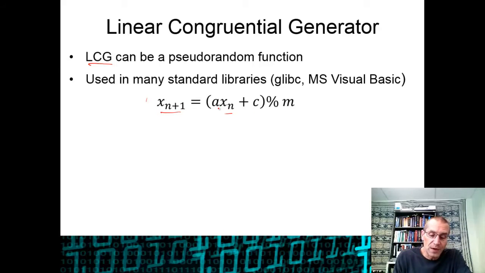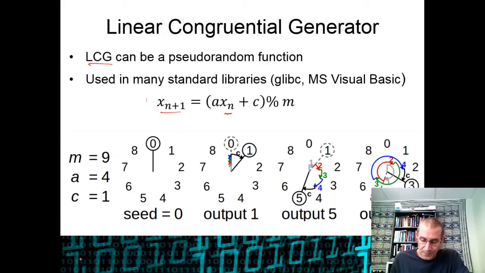Pseudo-random because this is a deterministic function, and so any time I put in a particular value of x sub n, I'm always going to get x sub n+1 out. So it's not truly random, it's called pseudo-random.